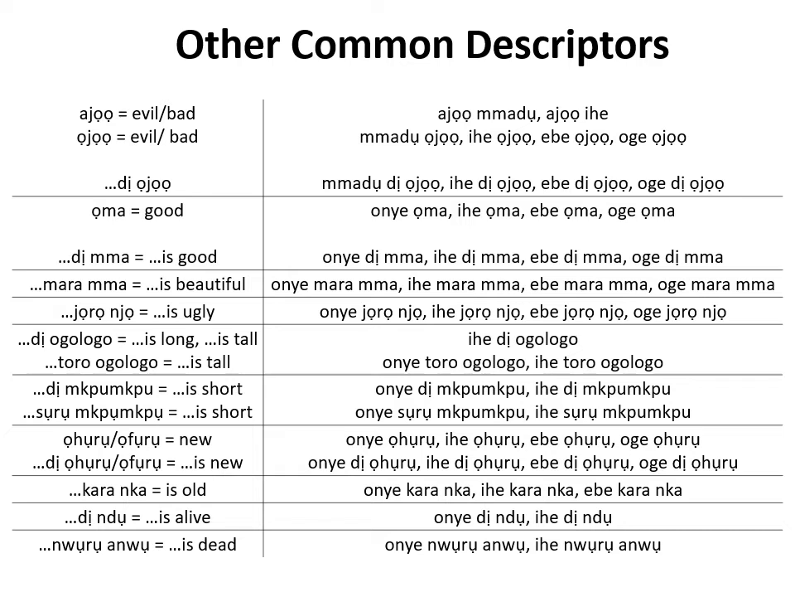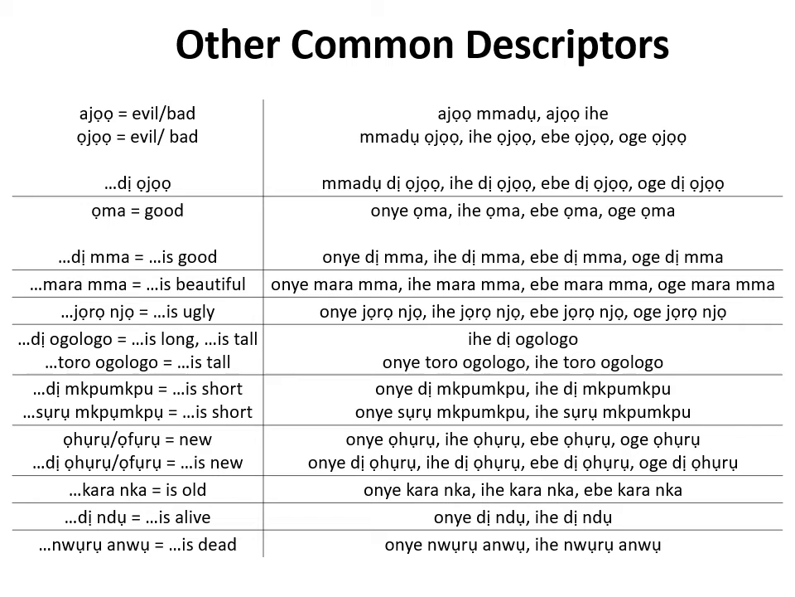Now we have new. Ohuru or ofuru is the word for new. And then you can also say is new. So de ohuru or de ofuru. Onye ohuru, ihe ohuru, ebe ohuru, oge ohuru. New person, new thing, new place, new time. Onye di ohuru, ihe di ohuru, ebe di ohuru, oge di ohuru.